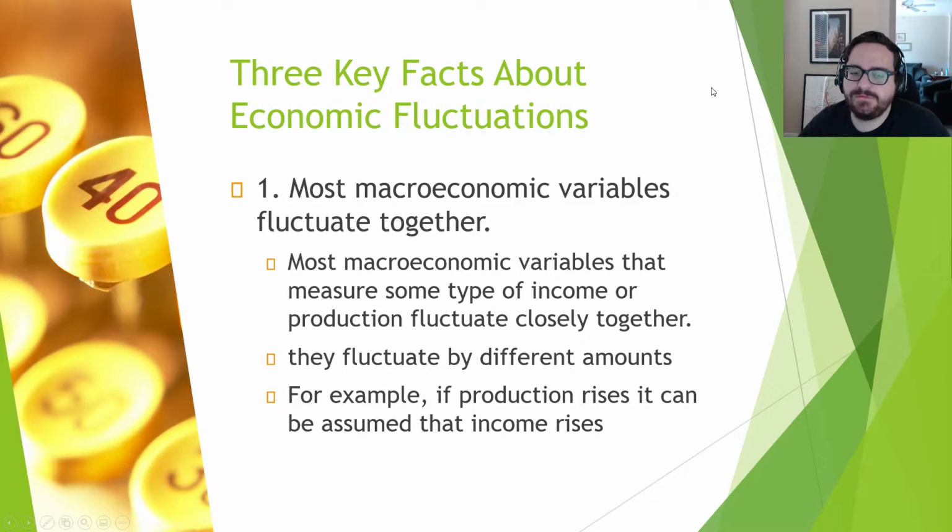So that first thing we mentioned, these variables fluctuate together. Mentioned that if production rises, income should also rise. They fluctuate by different amounts a lot of the time. It's not always a 1-to-1 ratio exactly. But they are linked. A lot of variables will be linked together, especially income and production, unemployment and output, price level and inflation rate. A lot of variables are linked in economics.